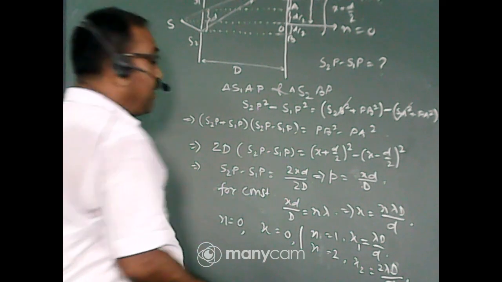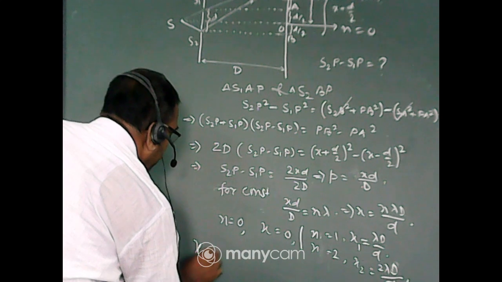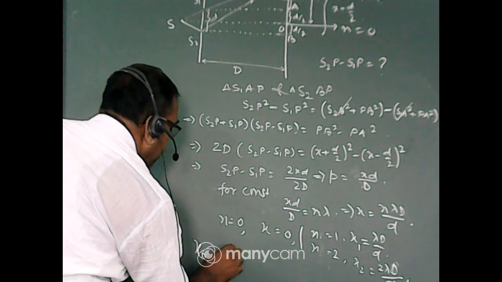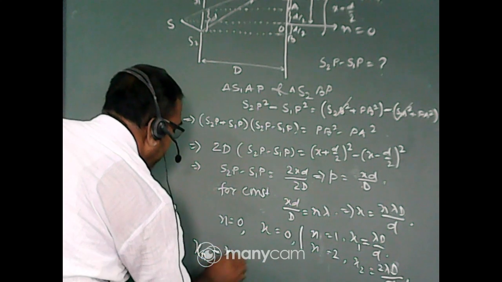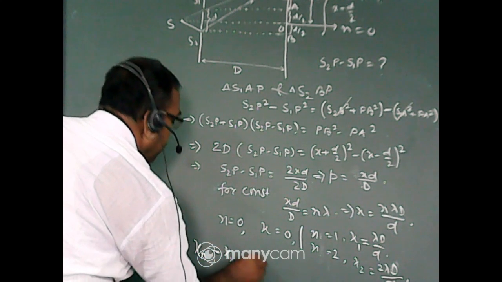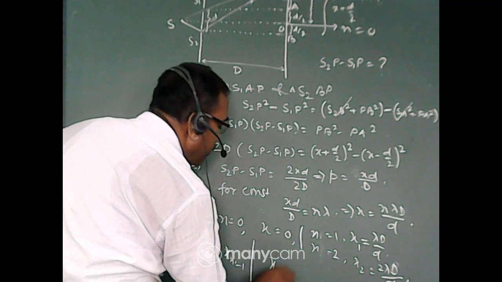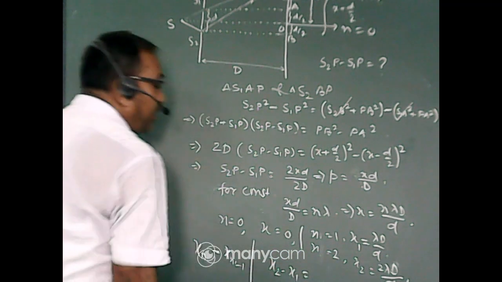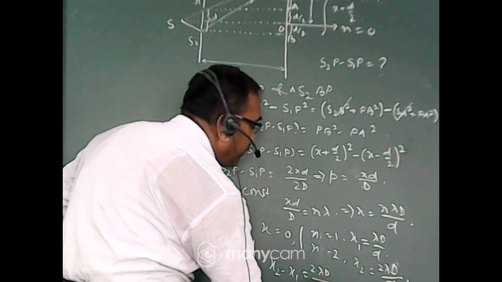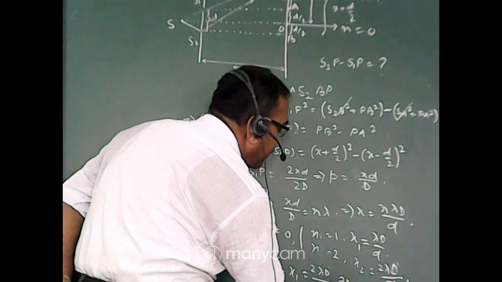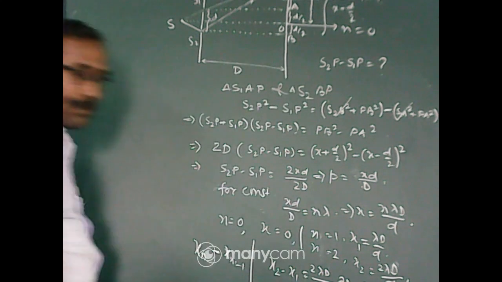So that value will be xn minus x(n minus 1). Or if you put it here, x2 minus x1, what will be the value? 2 lambda D by d minus lambda D by d. That value will be lambda D by d.